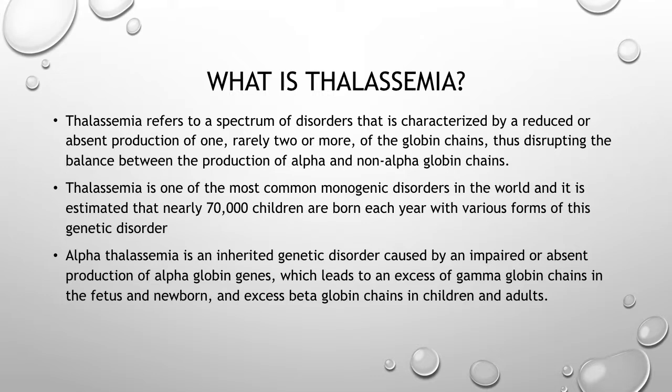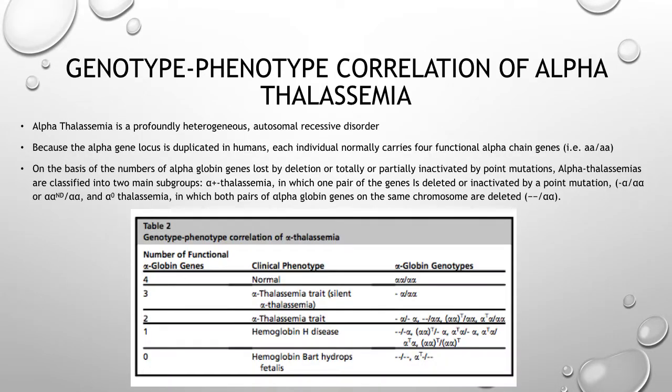The two most common forms of thalassemia include alpha and beta thalassemia, and today I will be focusing on alpha thalassemia. It is an inherited genetic disorder caused by an impaired or absent production of alpha globin genes, which leads to an excess of gamma globin chains in the fetus and newborn, and excess beta globin chains in children and adults. The genotype and phenotype correlation of alpha thalassemia.